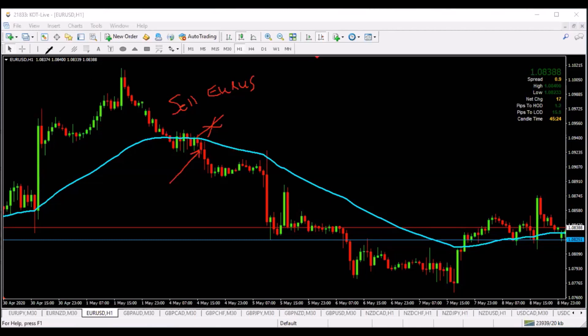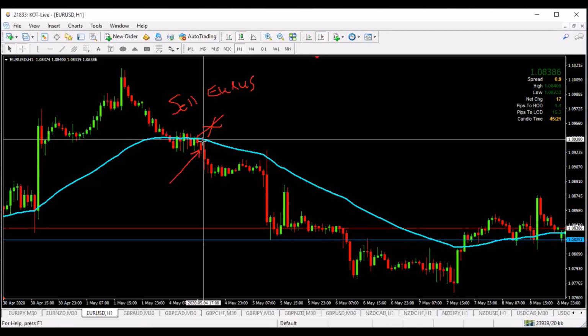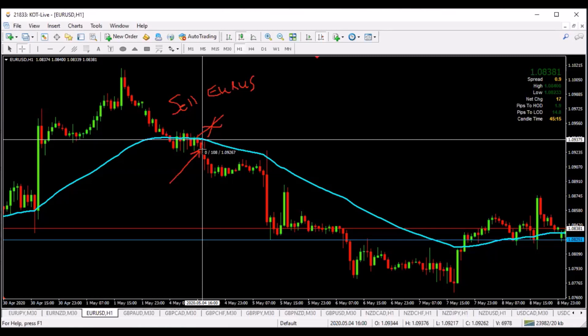Watch this. If I get my crosshair and the second candle coming down, guys, look at this right here. If you want to catch 10 pips, that first candle was part of your 10 pips.